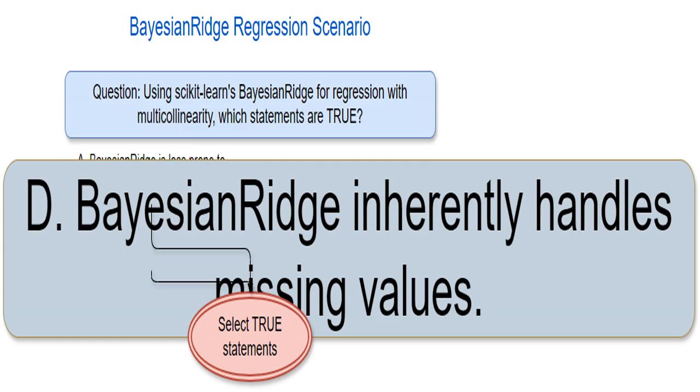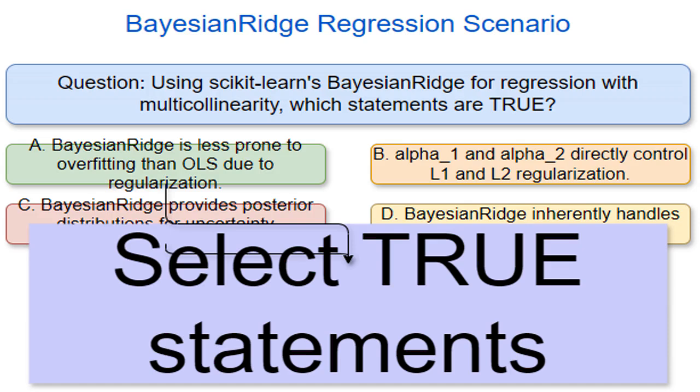This statement is false. BayesianRidge, just like most regression models, cannot handle missing data directly. I must pre-process my data and handle those missing values before using BayesianRidge. In this quiz, I need to identify which statements about BayesianRidge are correct based on my understanding of its features.